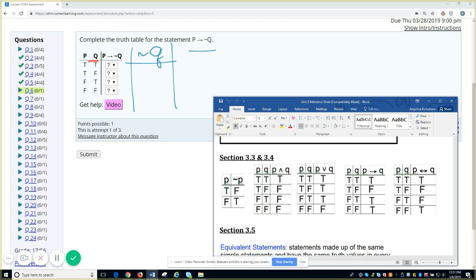So for that, I'm going to look at the Q input and turn it into the opposite. So if it's true, it becomes false. If it's false, it becomes true. True becomes false. False becomes true. All right. So I did that.